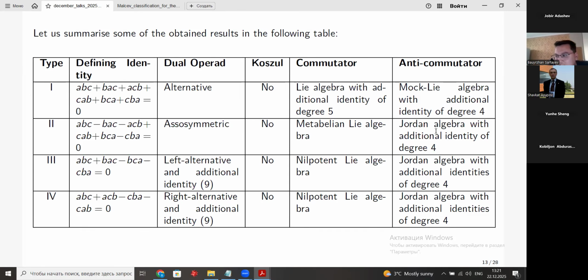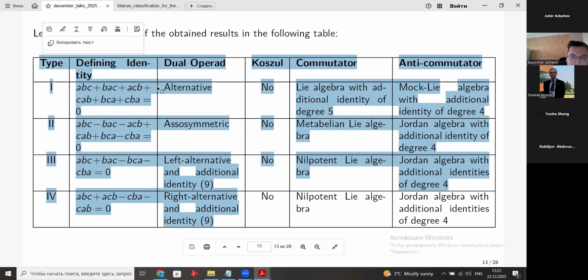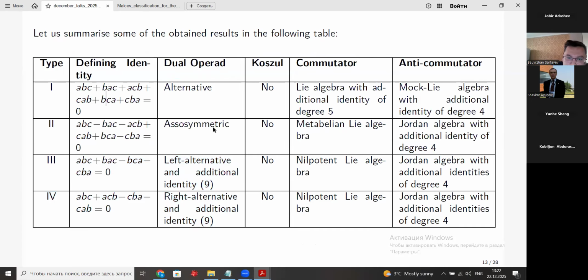Why the Malcev classification? It's so interesting. Let me explain it. We consider the Malcev classification for the variety of associative algebras: the first type, second type, third type, fourth type. Their dual operads always give something well known and some interesting algebras. Like in the first case, alternative; here, symmetric; here, Malcev minus 1 algebra, and here also minus 1 algebra. And here, it is given that all results are not Koszul, so this operad is not Koszul.